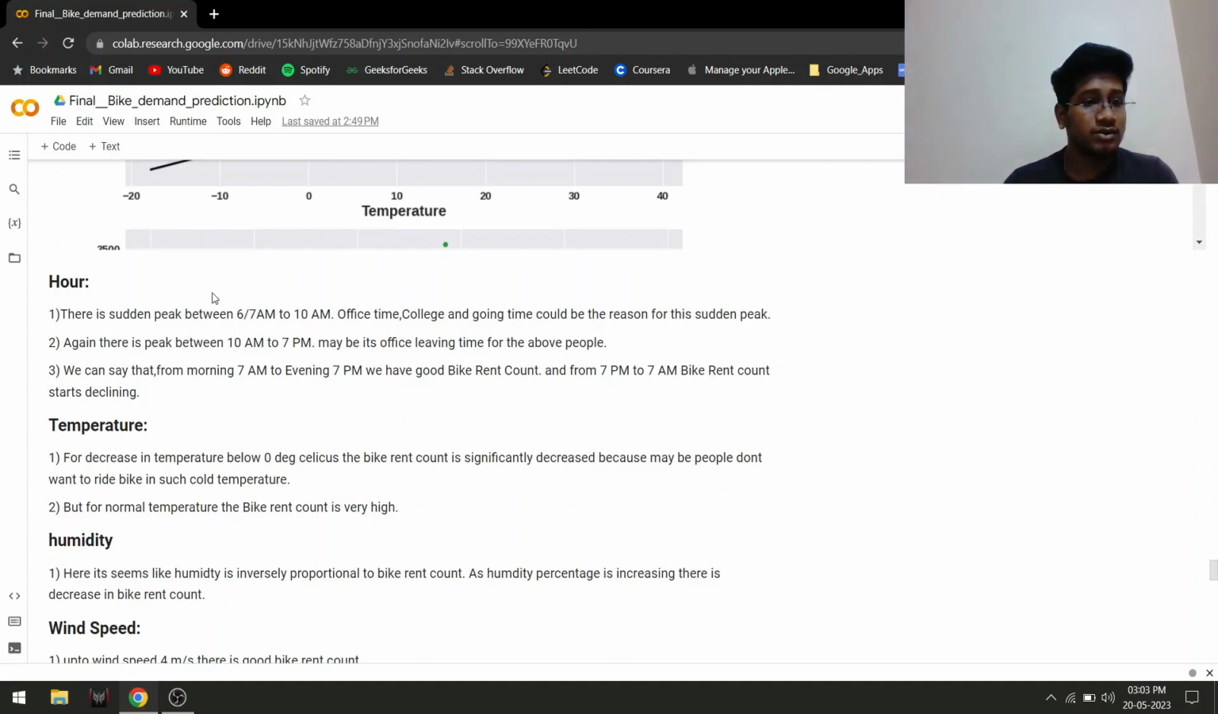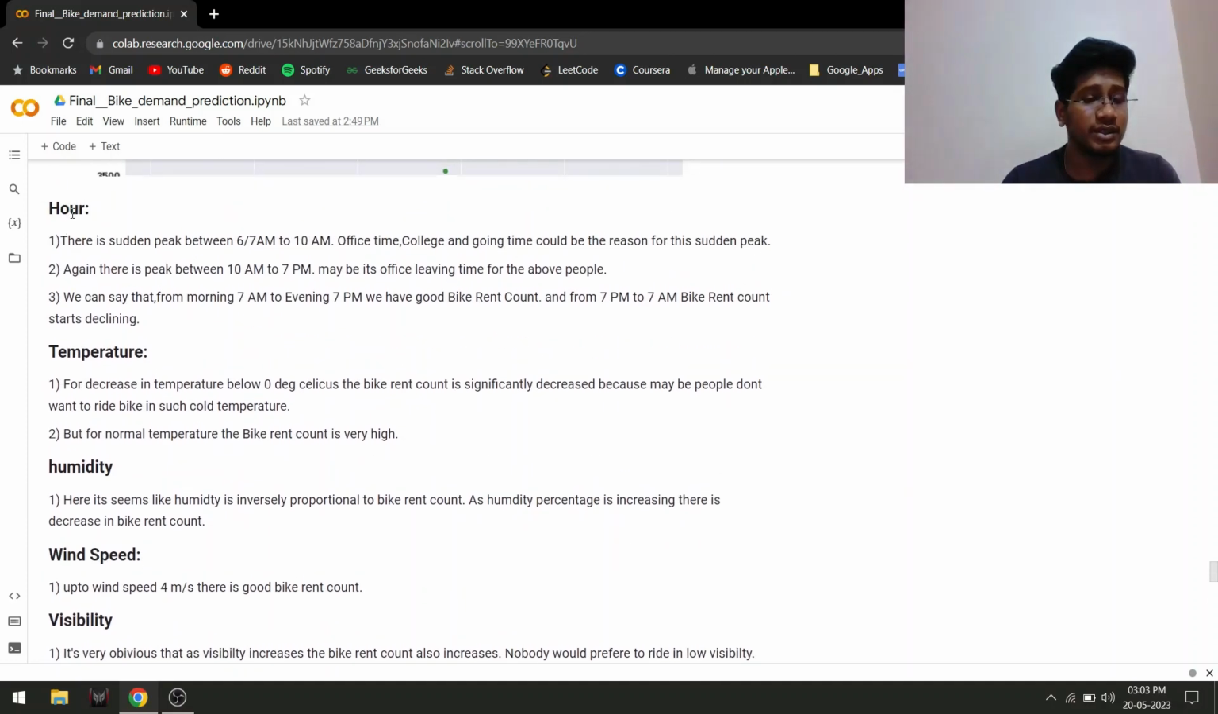So here is the summary. First, there is a sudden peak between 6 to 7 a.m. to 10 a.m., office time and college. Second, again there is a peak between 10 a.m. to 7 p.m., office leaving time. And we can say that from morning 7 a.m. to evening 7 p.m. we have good bike rent count.